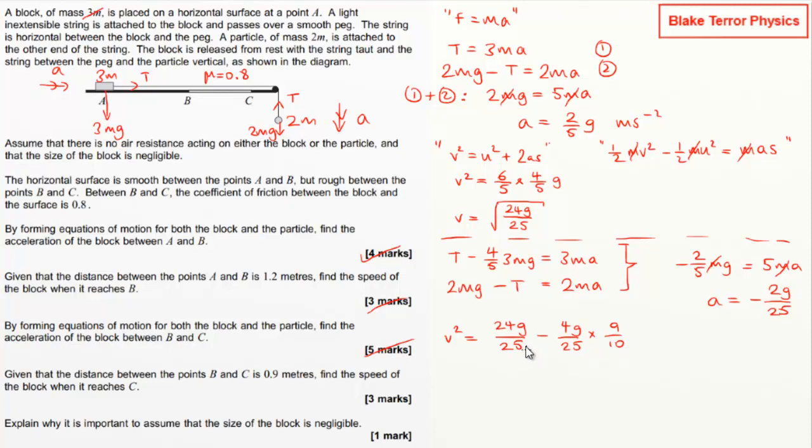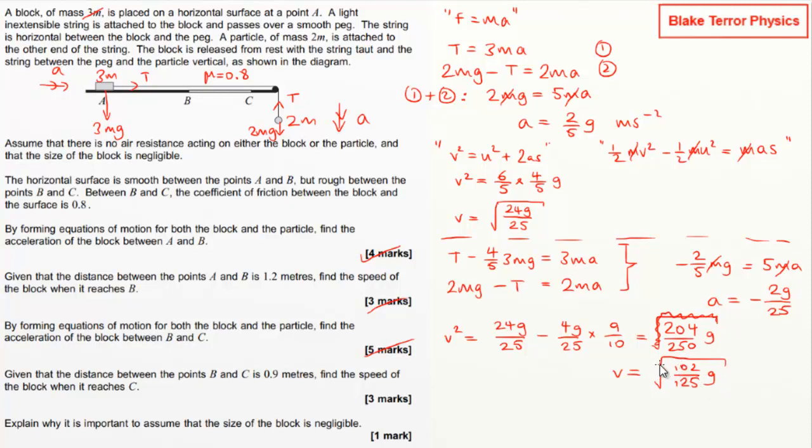Wow, so we've got 240 minus 36, so 204 over 250 g, so 102 over 125. You can simplify that down, but it doesn't really matter. You stick it into the calculator if you really need to. Oh, I've now already square rooted it. I should really have left that square root off because I've still got v squared on the left-hand side, and then say that v is equal to the square root of 102 over 125.